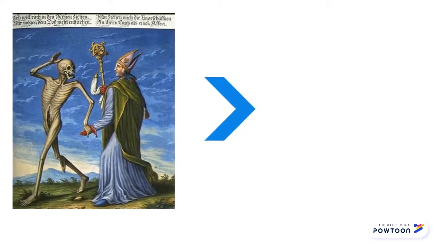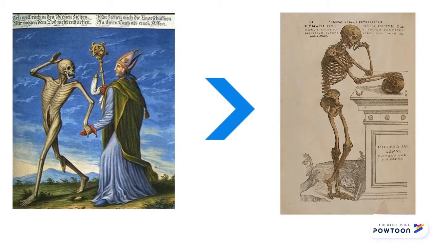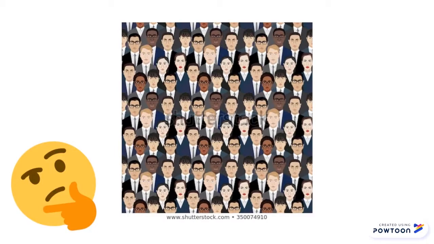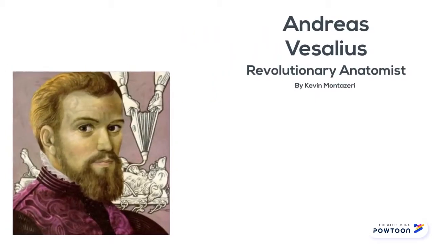How did humans' understanding of anatomy go from this to this in the span of 1,000 years? While many would think that up to hundreds of scientists collaborated to find information about the human body during the Renaissance, most of it was actually found by Andreas Vesalius, a revolutionary anatomist.